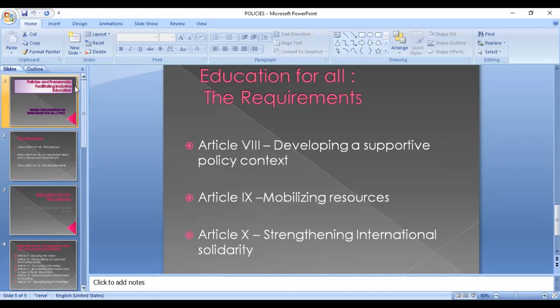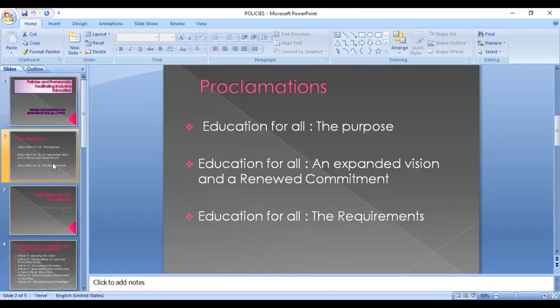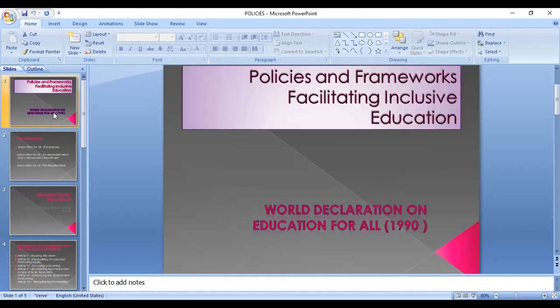Yes, ma'am. So this is the first one: policies, frameworks, facilitating inclusive education. Under that, you have World Declaration for Education for All, and you should mention one more thing here, international declarations. Under international declarations, we have World Declaration on Education for All.